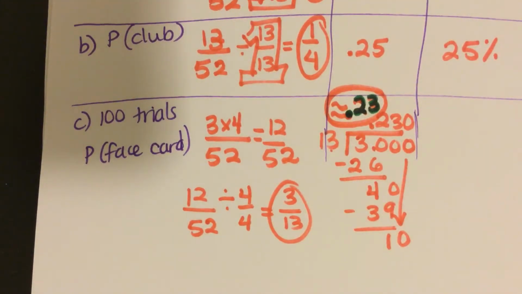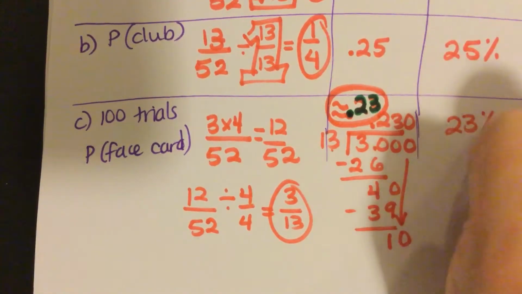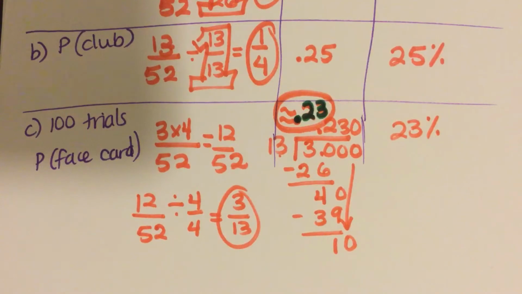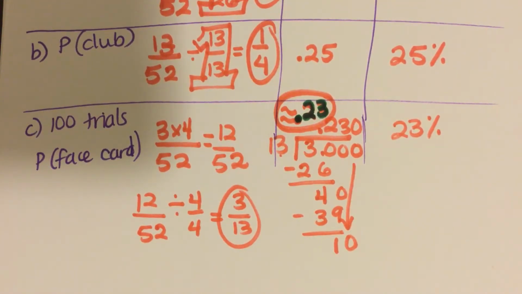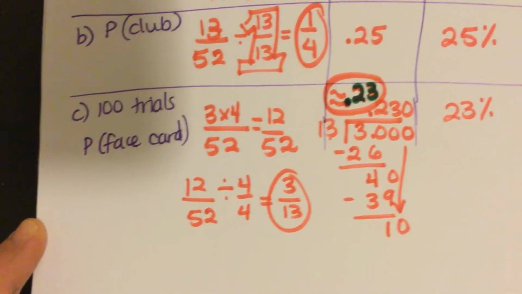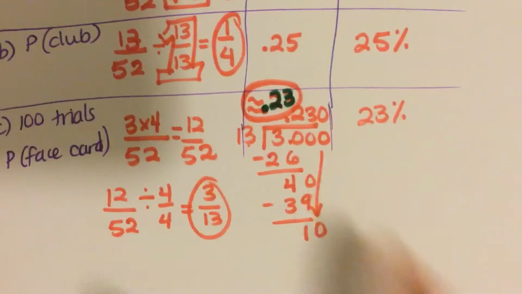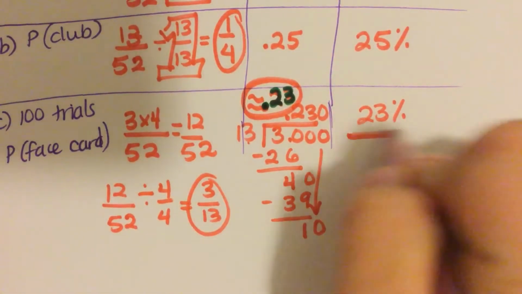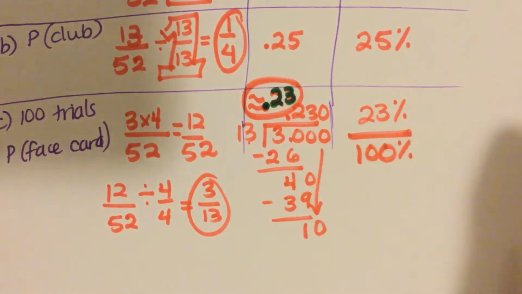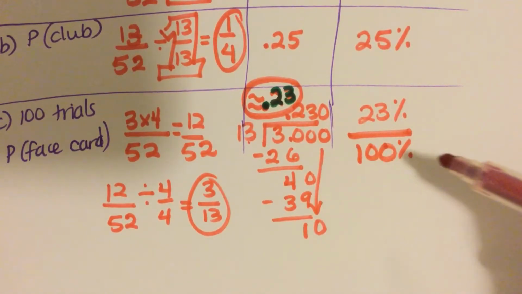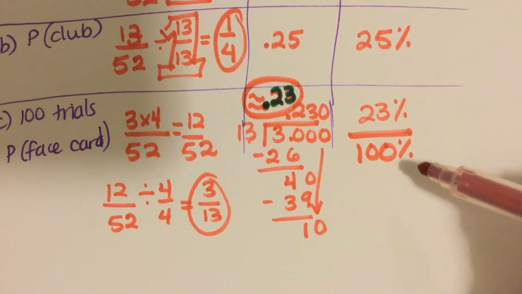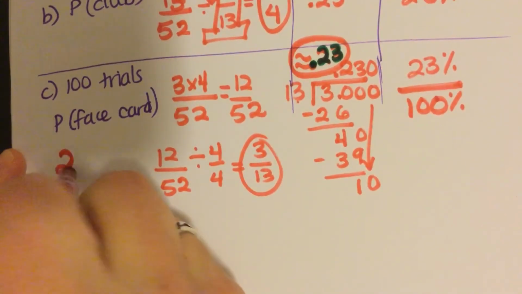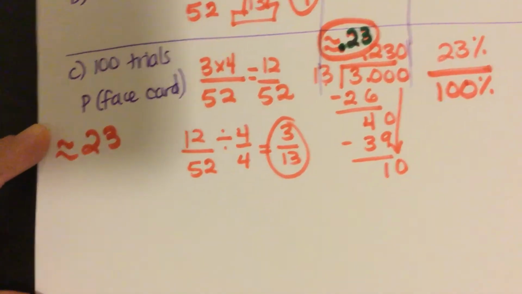And then I need to change this into a percent, which would be 23%. I got that just by moving the decimal place over 2 spots. And the original question asked me if I drew a card and replaced it each time, and I did this 100 times, about how many face cards would I expect? My percent was 23%, which is the same as 23 over 100, because percent means per 100. 100% is always the total amount. So I can see that my answer is going to be about 23 times.